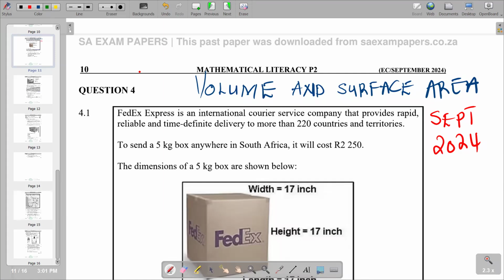In this video, I want to look at the calculation of volume and surface area. We're going to look at a question from September 2024, and we are seeing that this question paper is from the province of Eastern Cape.